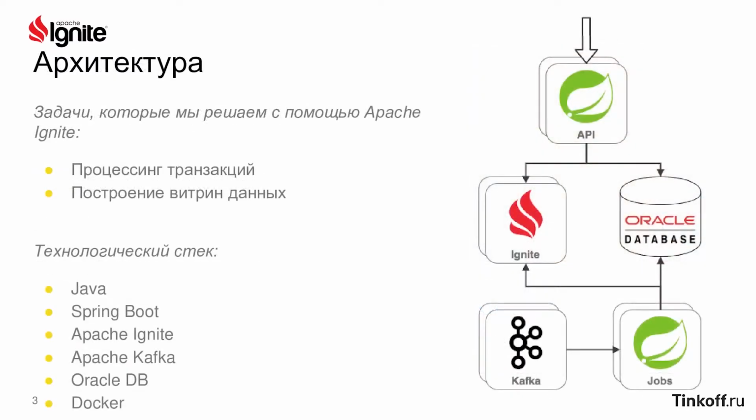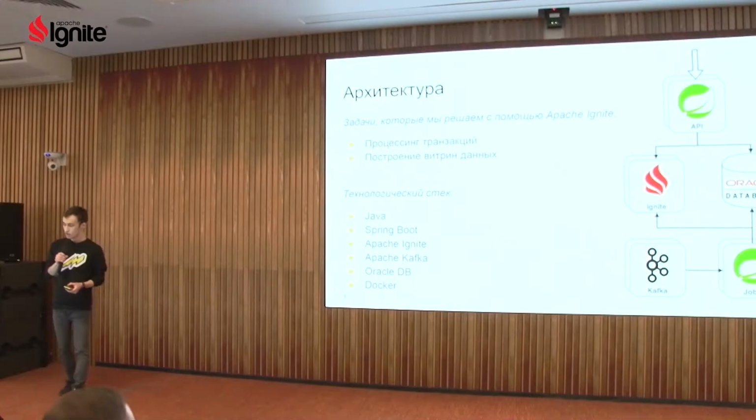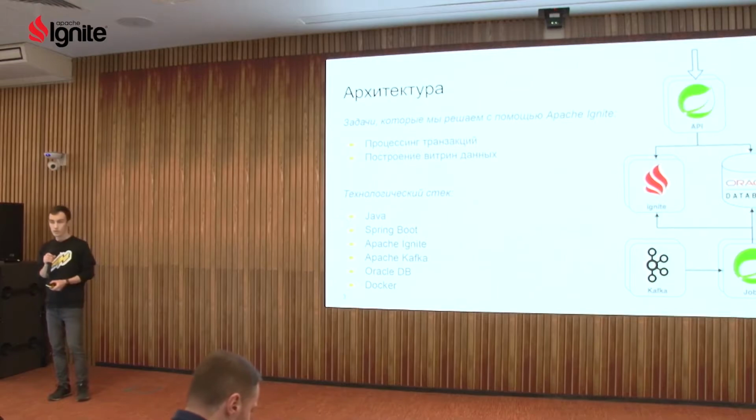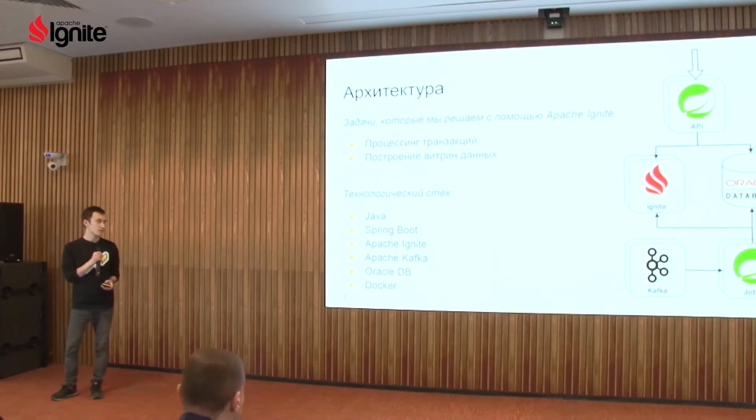Next, I'm going to talk about the big pieces of architecture. First of all, we have an API. It's usually REST API, sometimes gRPC. The API calls a master system backed by Oracle, and some requests go to Apache Ignite. In addition, we have background jobs. They listen to a Kafka topic, like topics about transactions. They do some processing by Apache Ignite, and it sometimes syncs to the master system in Oracle.